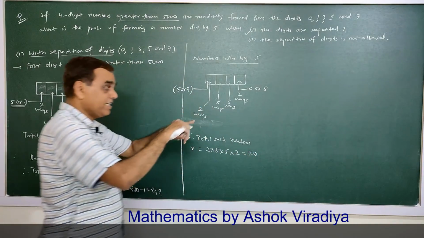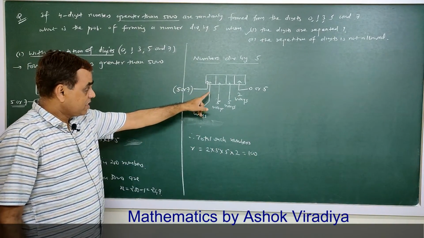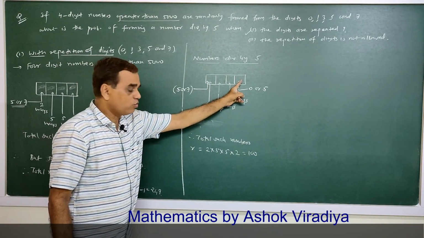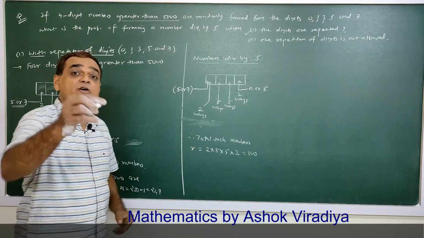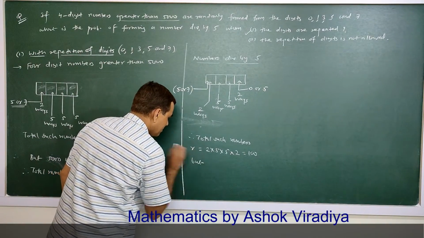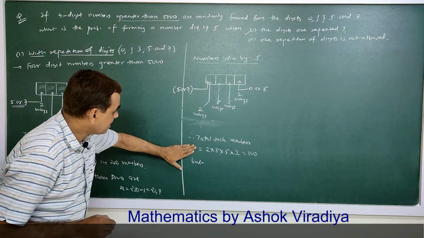But see, once again, look here. If you put 5 here and keep 0, 0, 0 here, then that is not more than 5000. But so don't say this number as R.